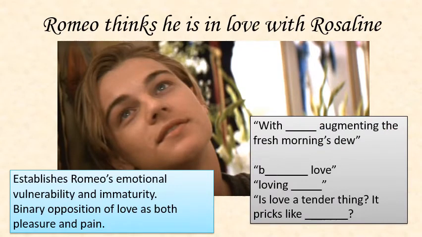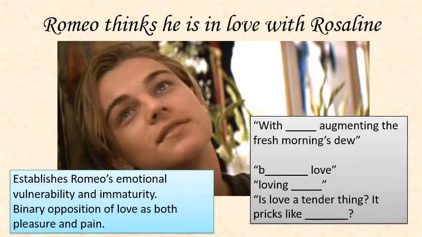Again, here we've got several more quotations. Have a look on the right-hand side, see if you can establish which quotations are said by who, and equally what the missing words are there. So it's Lord Capulet who says, with tears augmenting the fresh morning's dew, about Romeo, about his emotional vulnerability and immaturity when he can't stop crying over Rosaline.